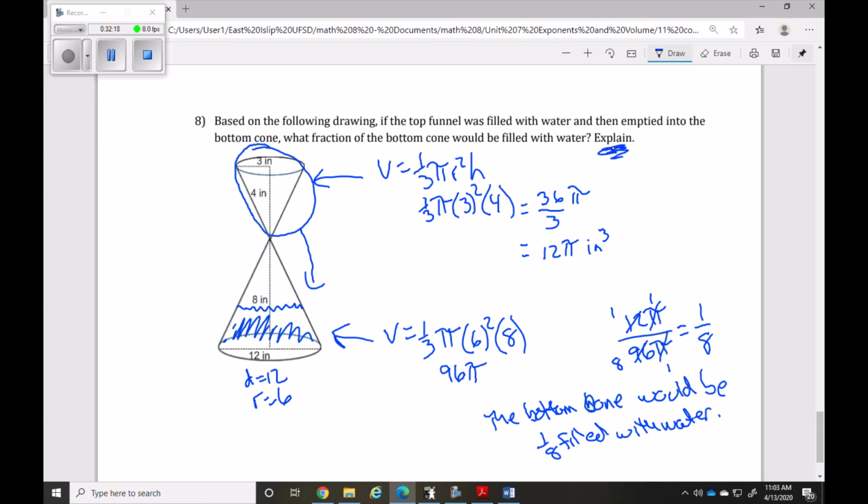It does ask us to explain. This is a whole bunch of work. It's not an explanation. I'm not going to write it out in words. I'll talk about it though. So if it asks us to explain, what you would say is that you found the volume of the top cone and the volume of the bottom cone, and you wrote those volumes as a ratio, as 12 pi over 96 pi, which simplifies to be 1/8, which means that the bottom cone is 1/8 full of water.